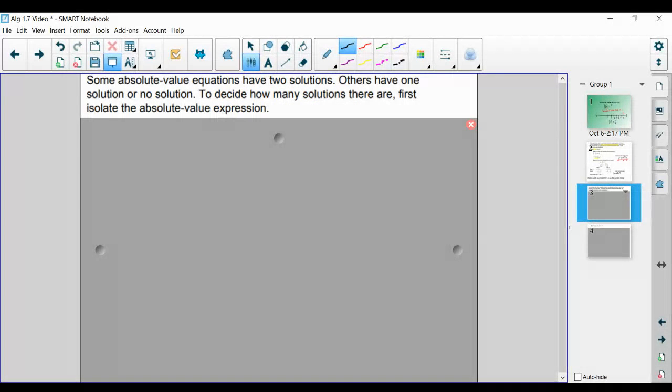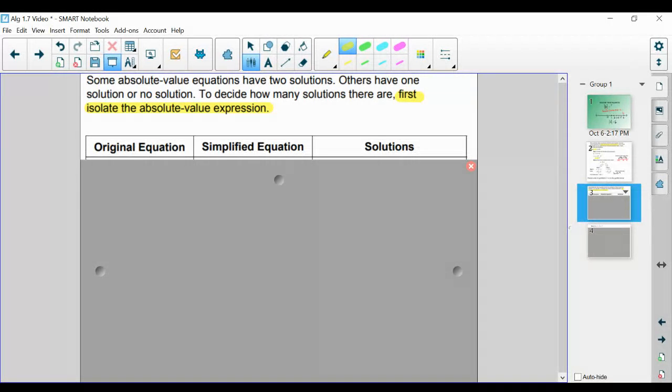So some absolute value equations have two solutions, as we just went through in that example. Others have one solution or even no solutions. To decide how many solutions there are, first, again, we have to isolate the absolute value expression. Again, this is the big thing here. We have to isolate the absolute value expression. We're not isolating a variable. We're isolating the absolute value expression. So we're going to go through 3 possible situations. We're going to go through a time where we have 2 solutions, 1 solution, and no solutions, and explain why it is.